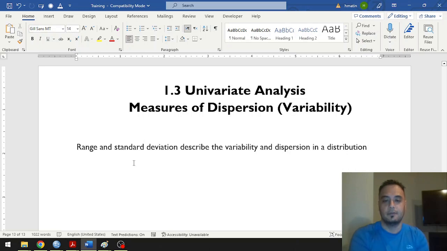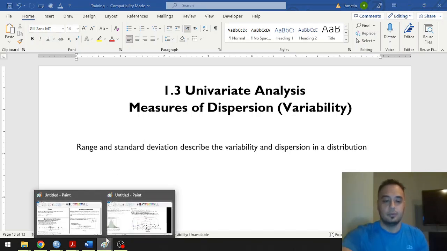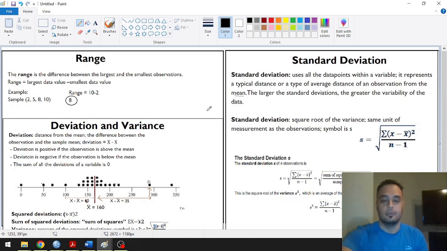On the topic of univariate analysis, today I will briefly demonstrate measures of dispersion or variability in statistics. The two statistical measures of dispersion or variability that I will cover are range and standard deviation. So let me go to the paintbrush canvas where I drew some illustrations for today's lecture. The first one is range.